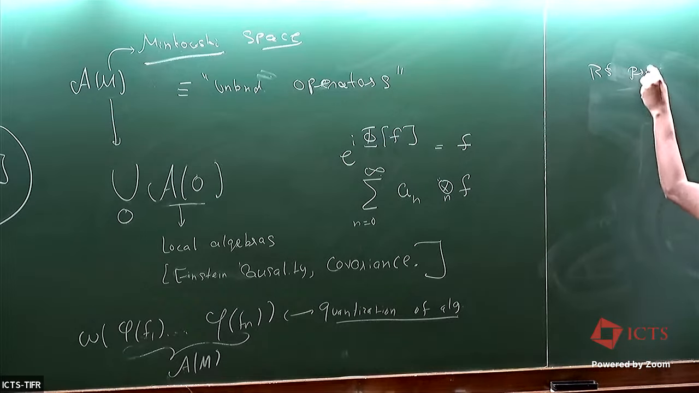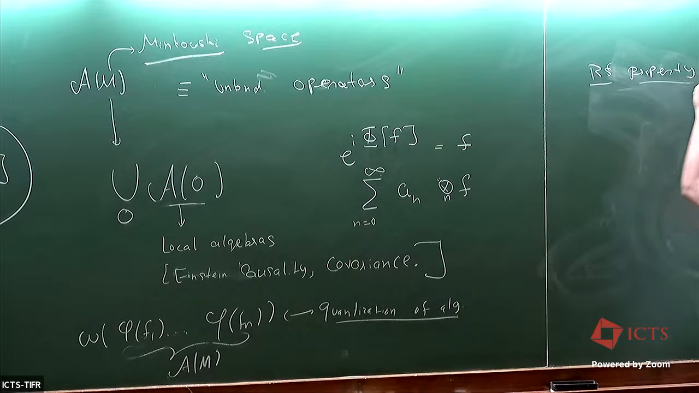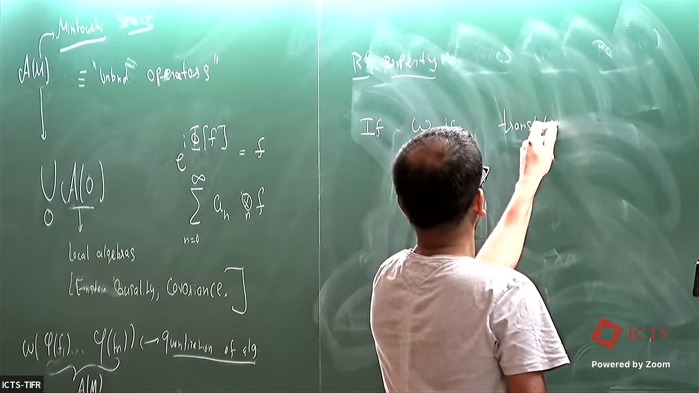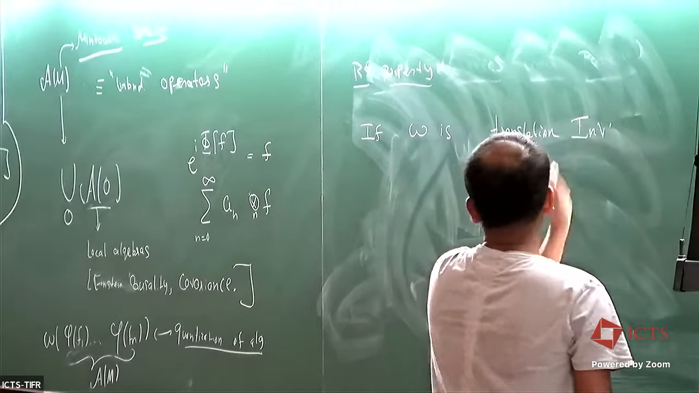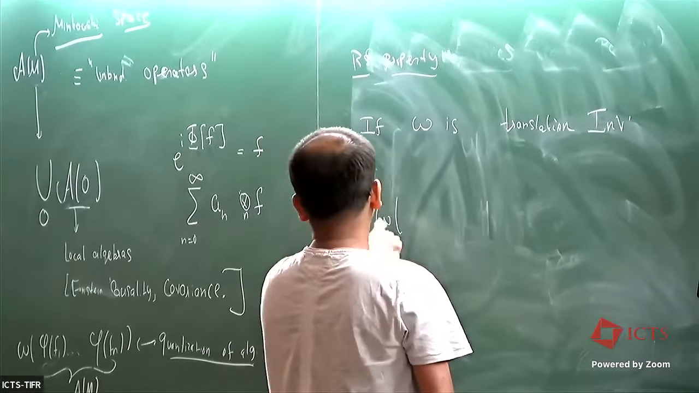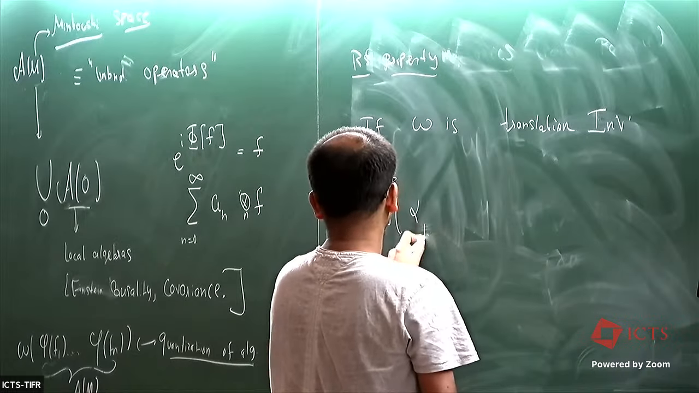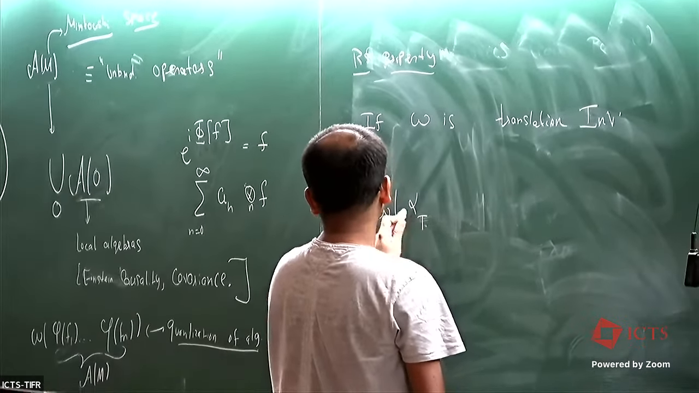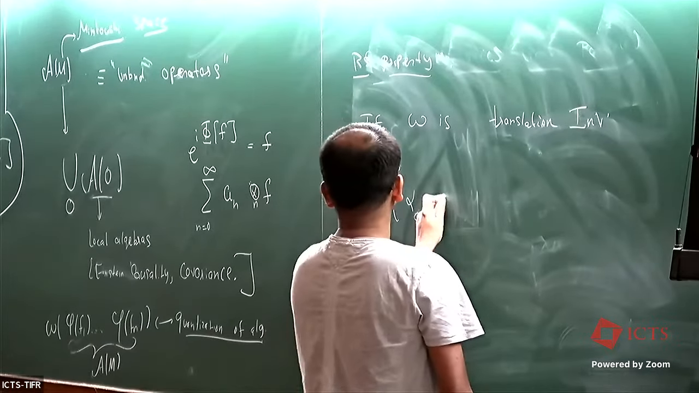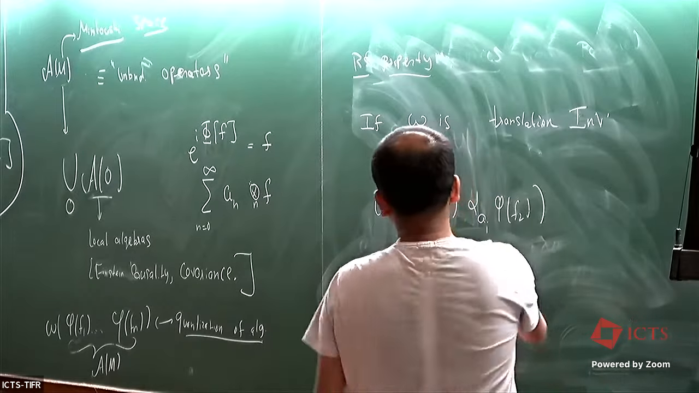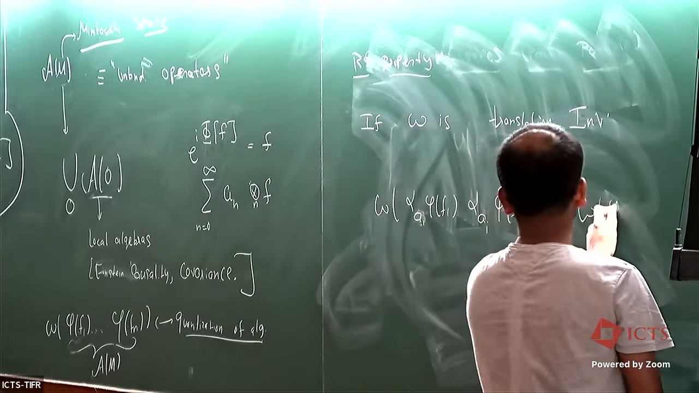So the Reeh-Schlieder property, I will just summarize again. But please ask if I'm saying some rubbish. The Reeh-Schlieder property basically says that if omega is translation invariant, by which we mean that if I take omega and apply some translation alpha_a by a spacetime vector a to phi(f1) and phi(f2), with the same a, then that is the same as omega of phi(f1) phi(f2).